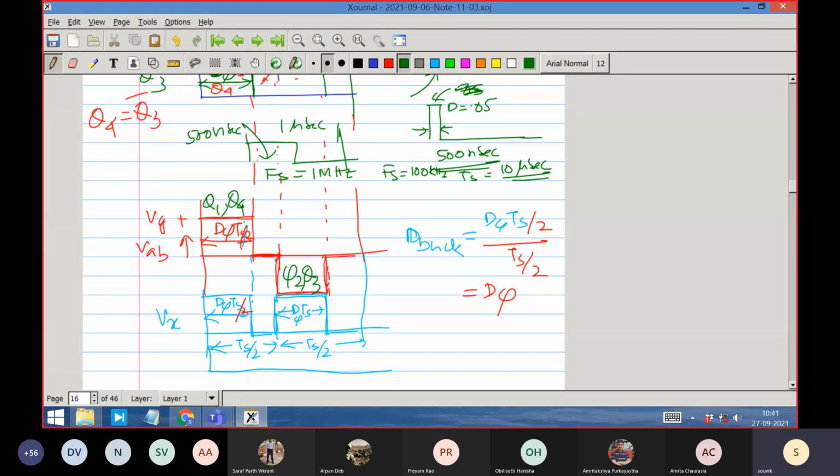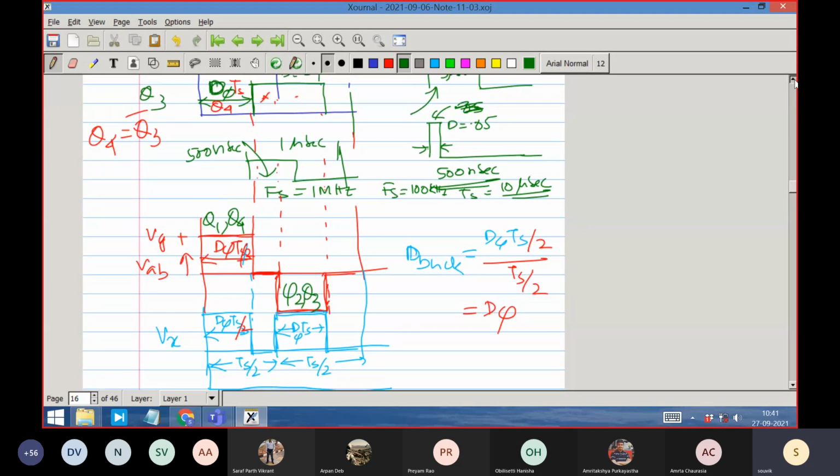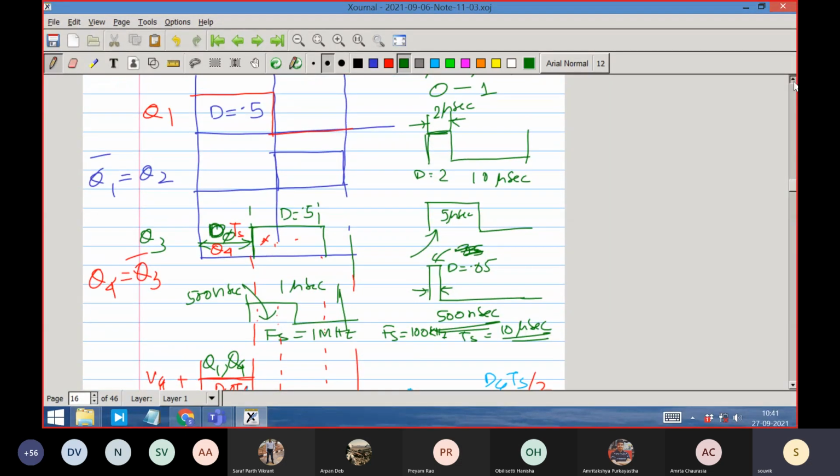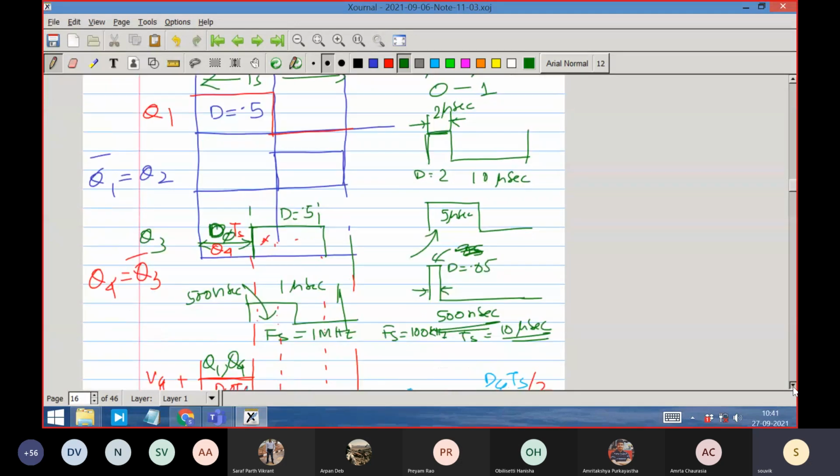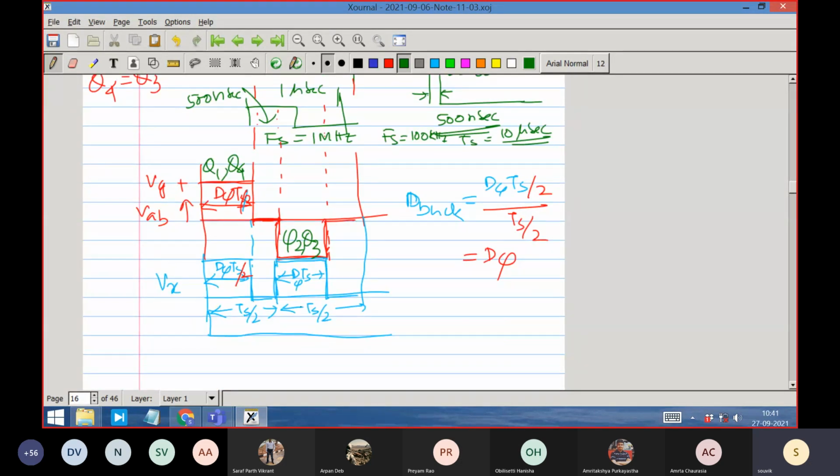That duration you define as d phi into Ts by 2, because for the buck inductor the frequency has doubled. Each switch is switching with the period of Ts. As far as the switch is concerned, the switching period is Ts. But the voltage that we are generating after rectification will be the rectified voltage.